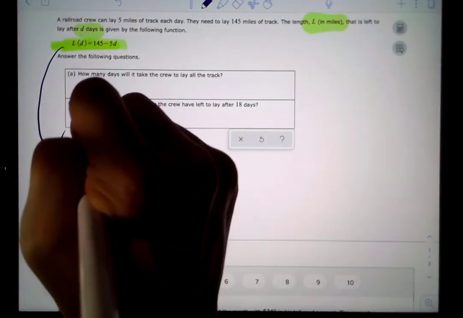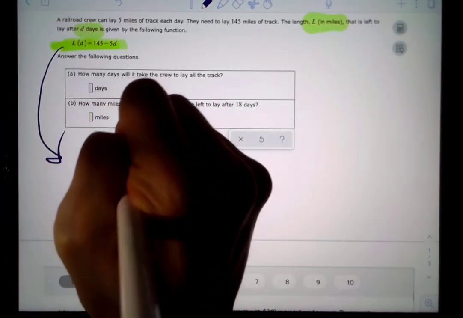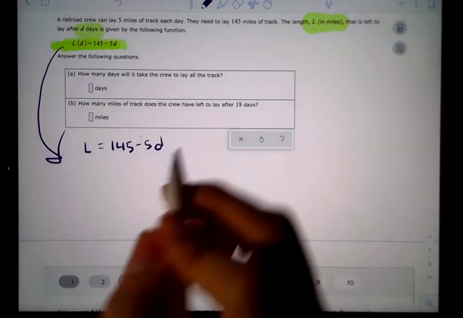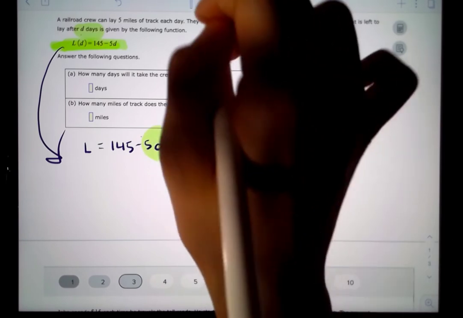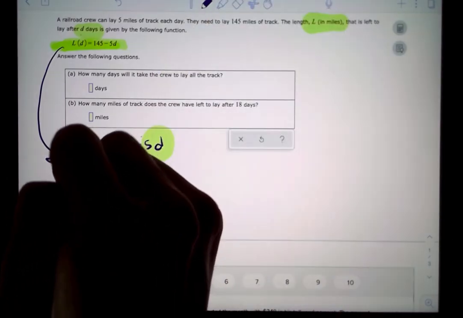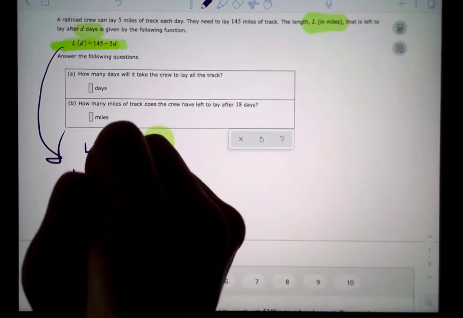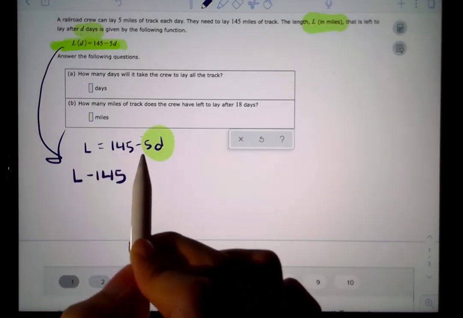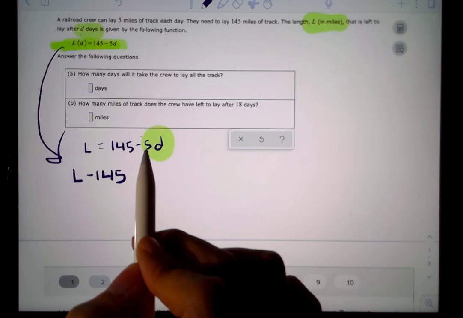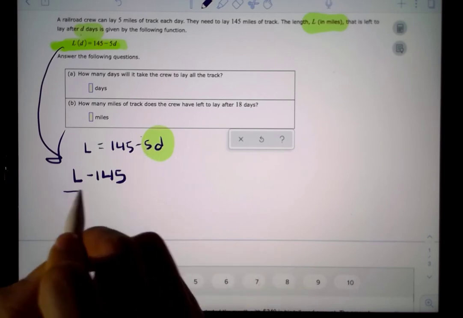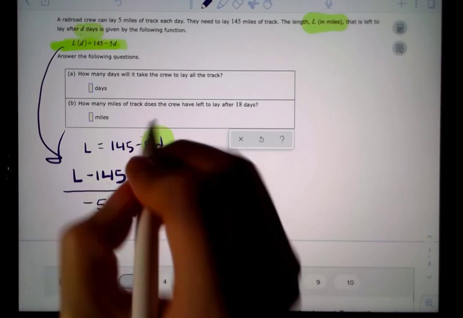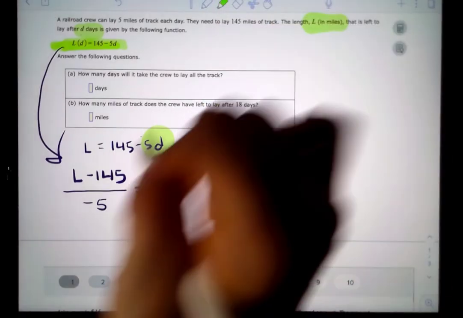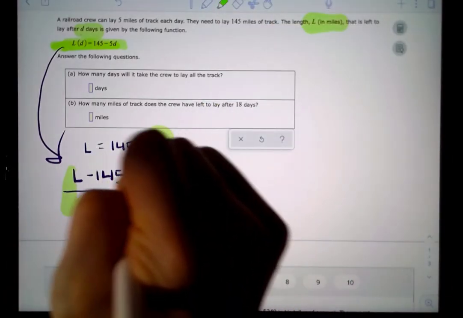So from here, L equals 145 minus 5D, right? And then let's solve it for D. Then you do L minus 145, right? And then what? You cancel this and then you need to get rid of this negative 5. So you need to divide it by negative 5, all over negative 5. Then you get D, right? So you can get your inverse function over here, right?